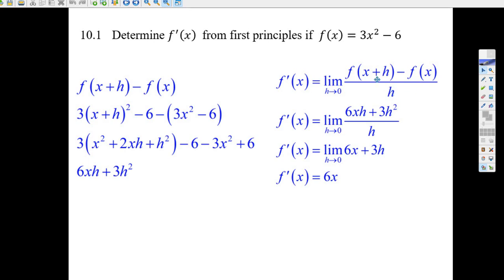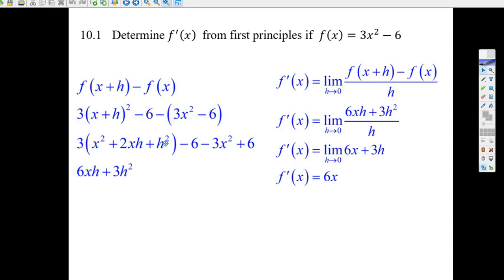H is the change in x, but the change in y is f of x plus h minus f of x. And what you should do is just work it out first. So f of x plus h means you take x plus h and you rub out x and put x plus h. And that's it. And then the rest of f of x, which is minus 6, you write it down. You just replace x with x plus h. And then you're supposed to subtract f of x, so you put a bracket and put whatever f of x is. Well, there's your first step.